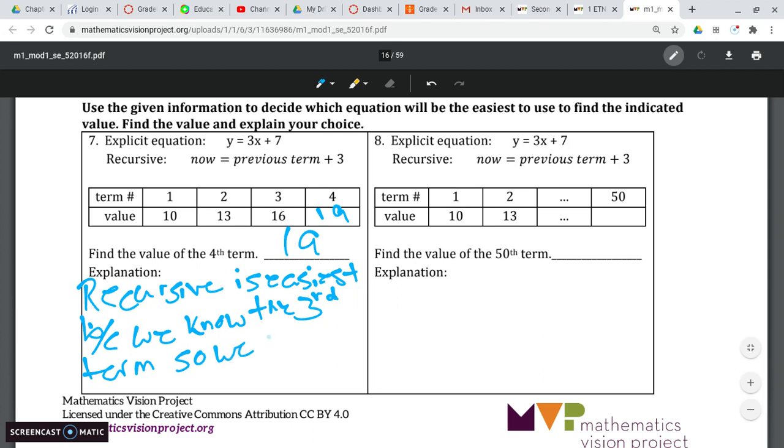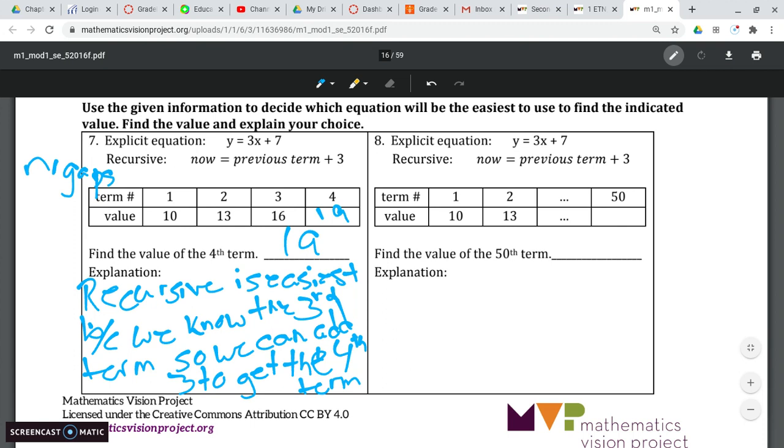So we can add 3 to get the fourth term. So like I said, recursive is when there's no gaps. We're going straight from one number to the next.